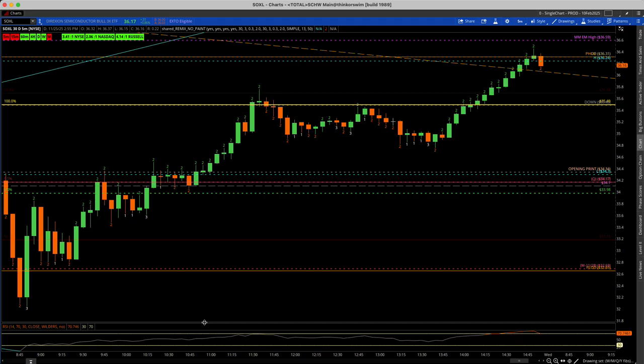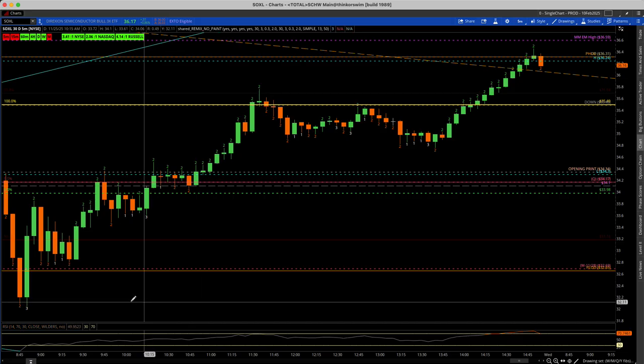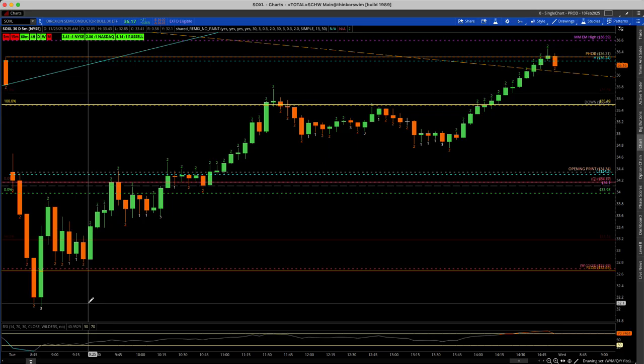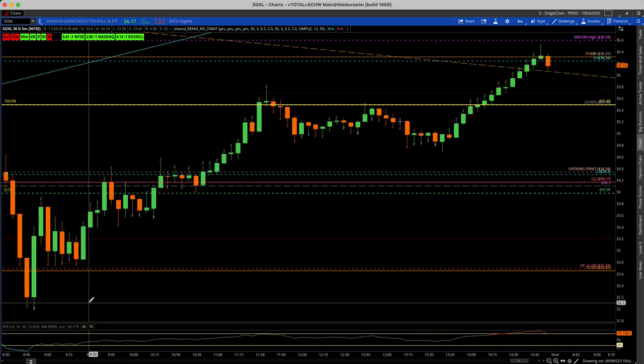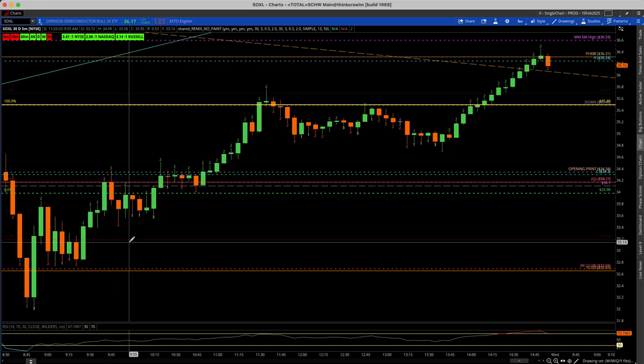And again, this is a repeatable strategy. As long as you stick to the rules, you should be pretty successful, right? Not saying that you are going to win every time, but you will win more than you lose for sure. And as long as you stick to your rules, even when you do lose, it's going to be a minor loss, right? So let's take a look at price action here today.